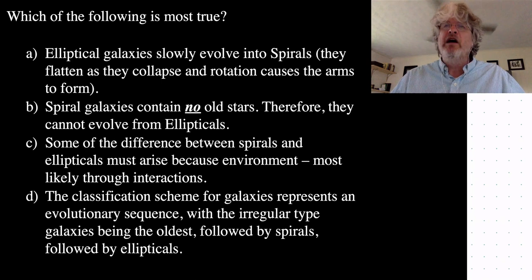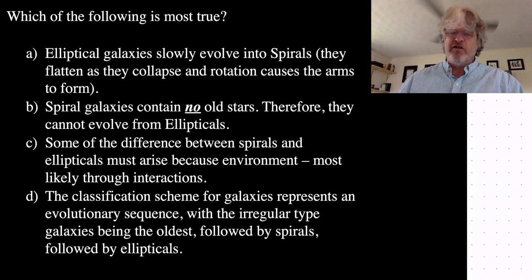And right away, if you remember, I said it a couple times when we talked about the tuning fork, that it's not an evolutionary sequence. And so boom, right away, you know D isn't true. And I'm hoping in the back of your head, you're also thinking B isn't true. Spiral galaxies contain no old stars. Remember the halo of our Milky Way. It's full of those old population 2 stars. So spirals do contain old stars, but they also contain young stars. And it's those O and B stars that light up the spiral arms. But there are lots of low mass stars and old stars in the spirals too.